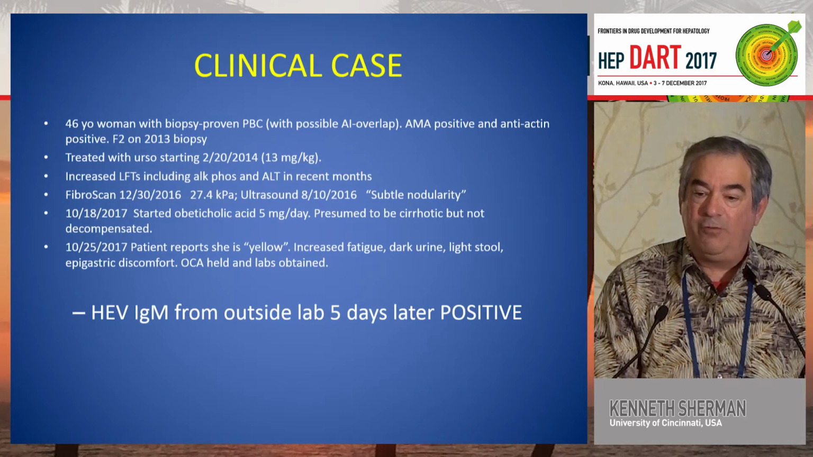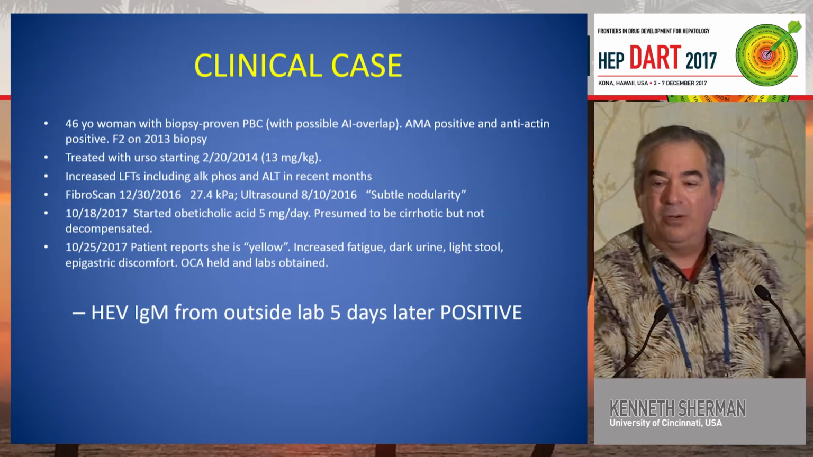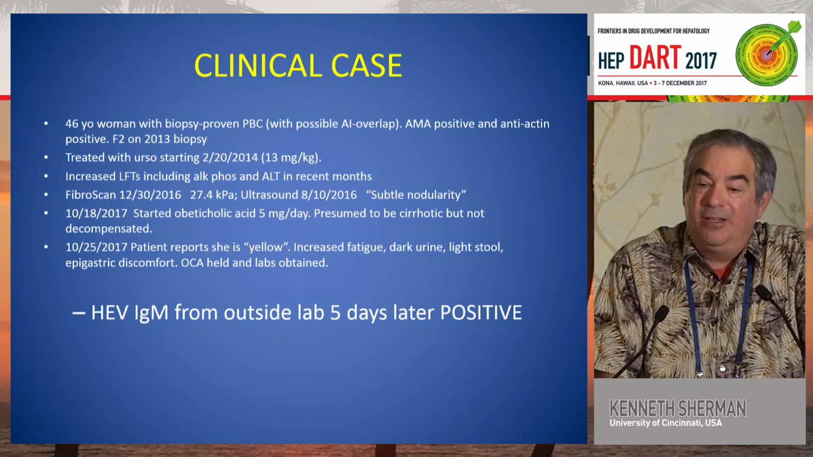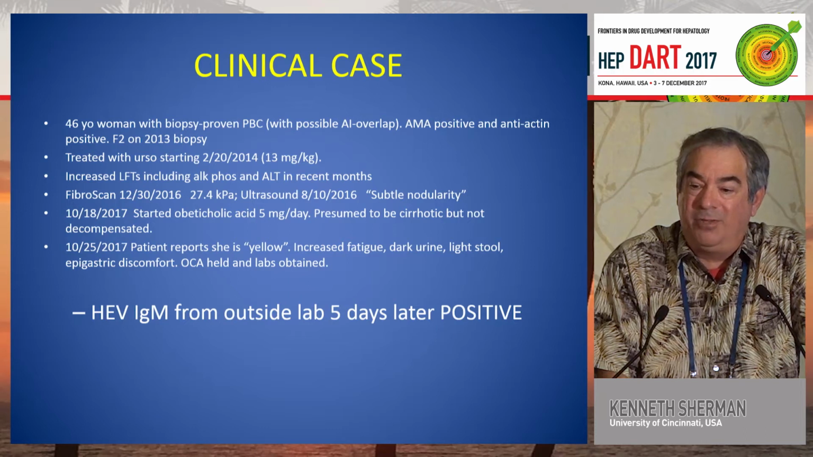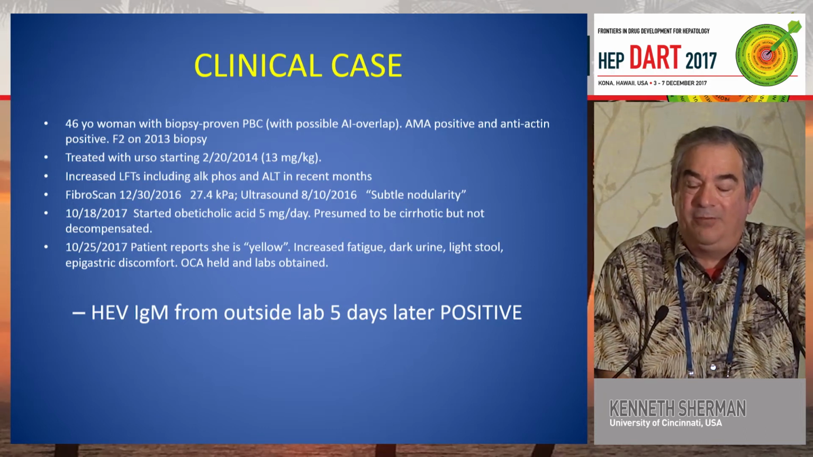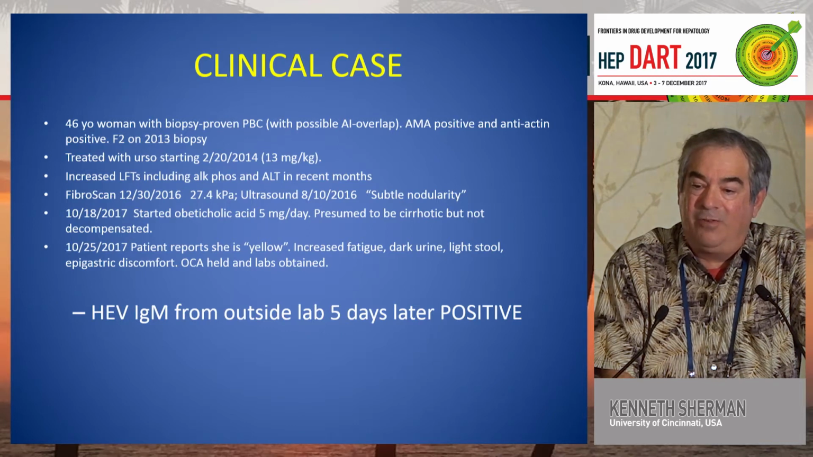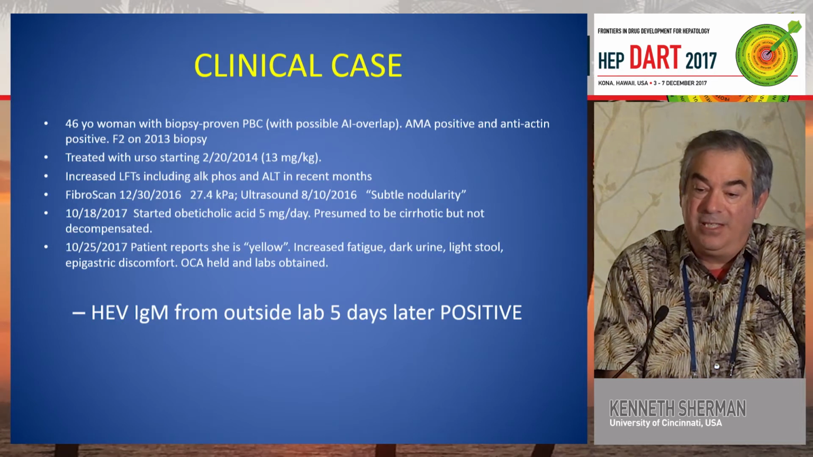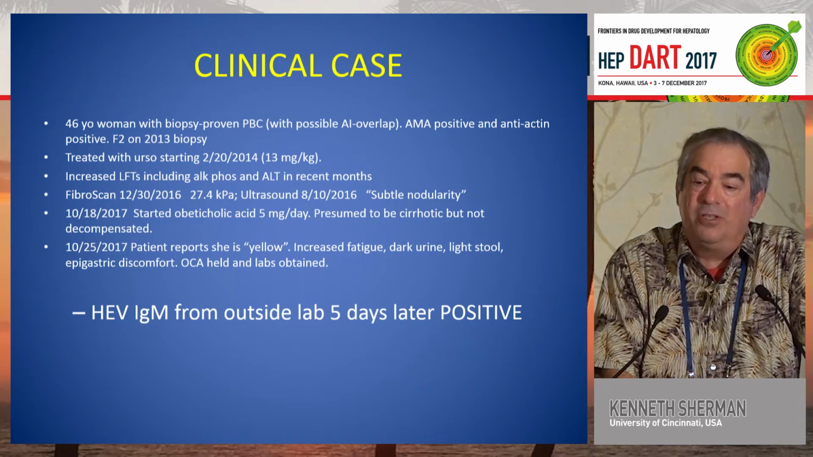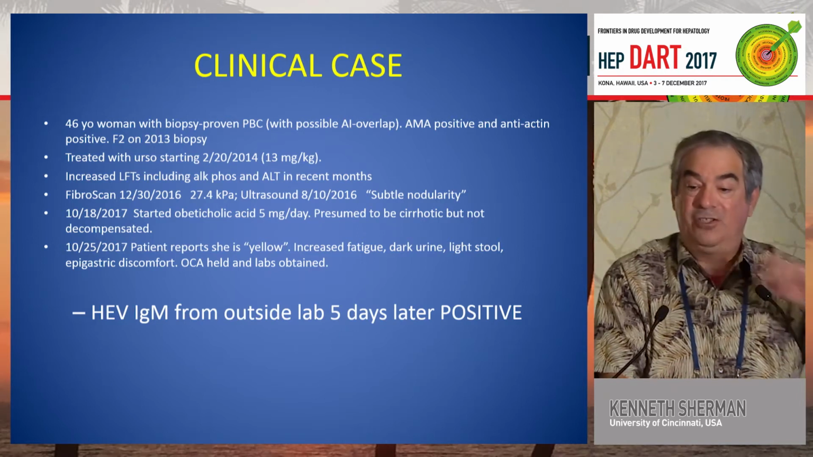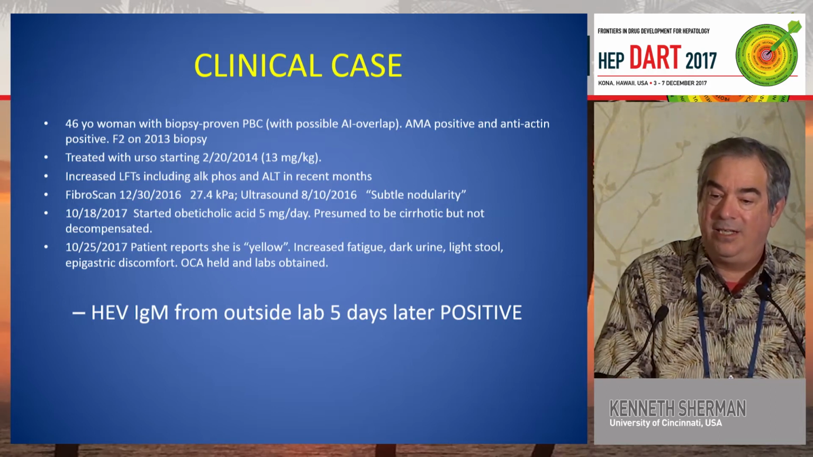This is a 45 or 46-year-old woman who had biopsy-proven PBC with a possible autoimmune overlap. She was AMA positive and anti-actin positive, and in 2013 on a liver biopsy had F2 fibrosis. She was treated with urso at 13 milligrams per kilogram. However, her LFTs, including alk phos and ALT, increased in recent months. A FibroScan on, I think, December 30th, 2016, suggested the presence of cirrhosis, as did the ultrasound.